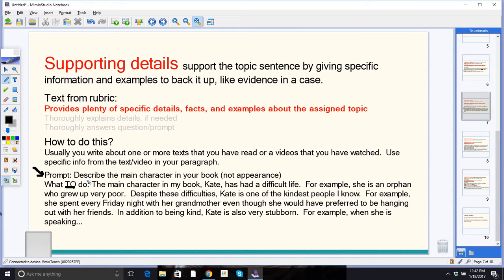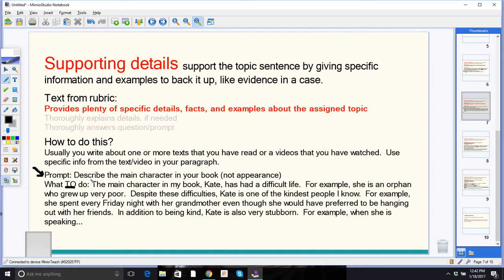Here's the response. The main character in my book, Kate, has had a difficult life. For example, she is an orphan who grew up very poor. Despite these difficulties, Kate is one of the kindest people I know. For example, she spent every Friday night with her grandmother, even though she would have preferred to be hanging out with her friends. In addition to being kind, Kate is also very stubborn. For example, when she is speaking and it trails off, you can tell, though, that this writer wasn't done.